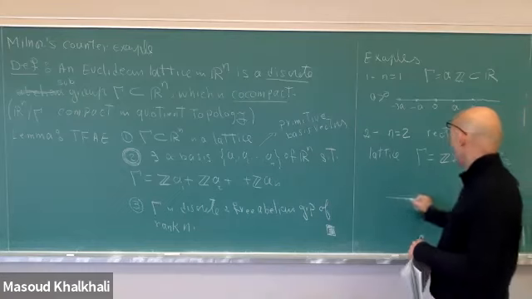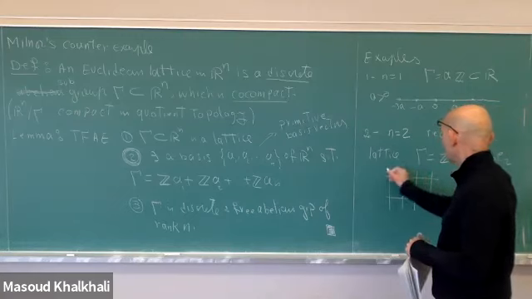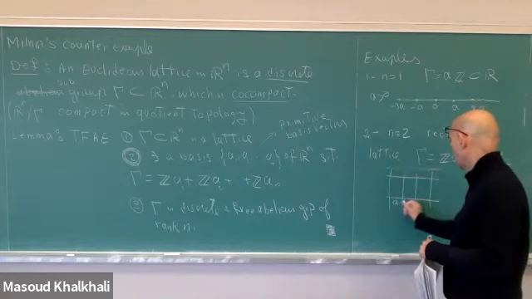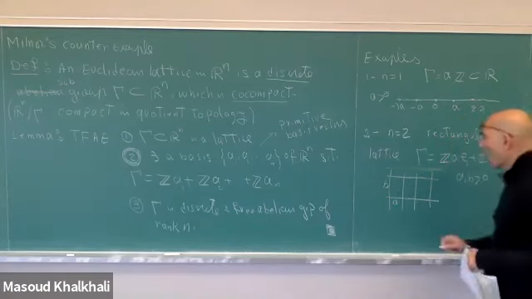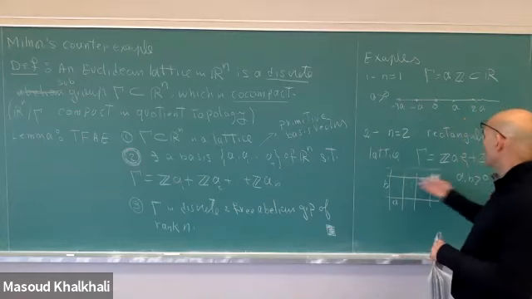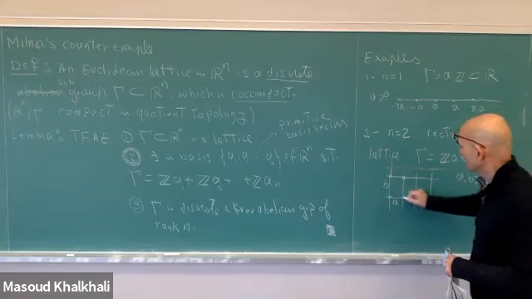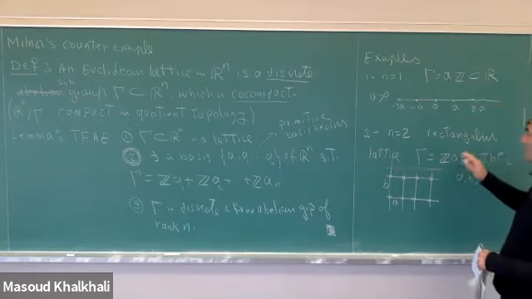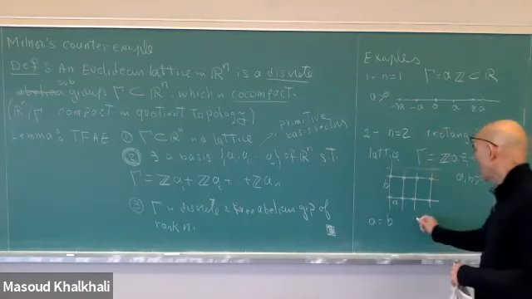So basically, we are choosing some scales. So this is A, and this is B. So A and B are positive. Okay, so we just define a lattice in R2 like that. So these are your lattice points. This is a rectangular lattice, and if A equals B, it's called a square lattice.